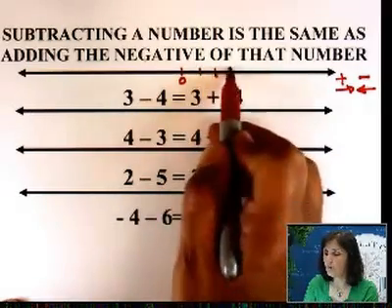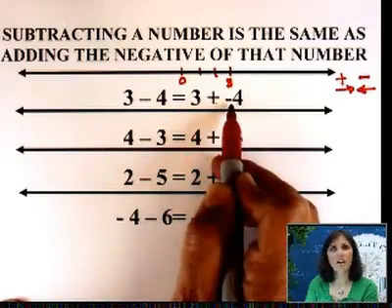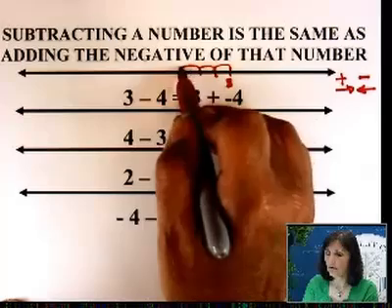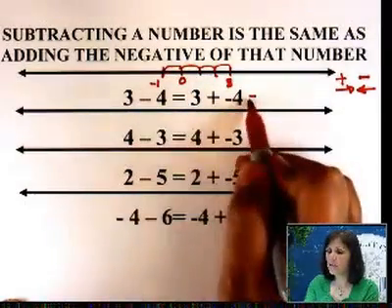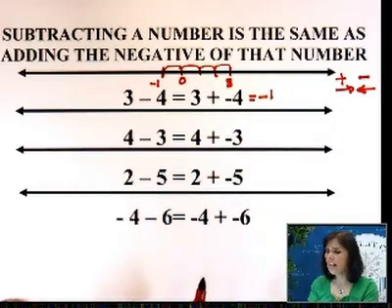1, 2, 3. I am at 3 right now. Plus negative 4, and there's a negative in front of 4, so I go left. 1, 2, 3, 4. Where did I end up? At negative 1. So 3 minus 4 is simply negative 1. Does that make sense? All right. Let's do the next one.